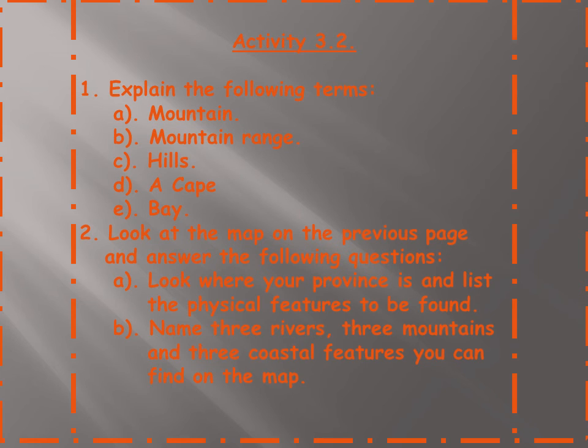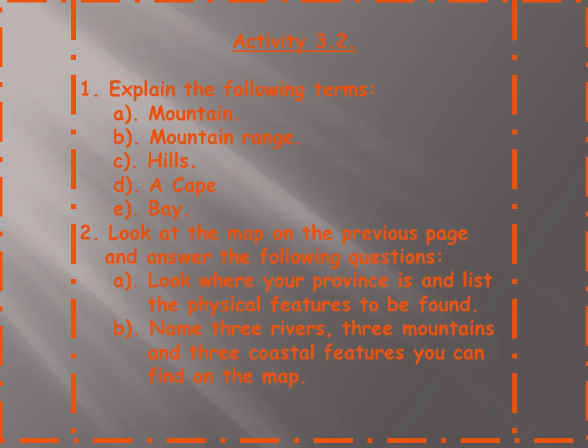Right, here's our activity. Activity 3.2. Explain the following terms. What is a mountain? A mountain range. Hills. A cape and a bay. Explain it. Write it down on your piece of paper. Study it first on your slides. Write it down when you come to this slide and see if you are correct.